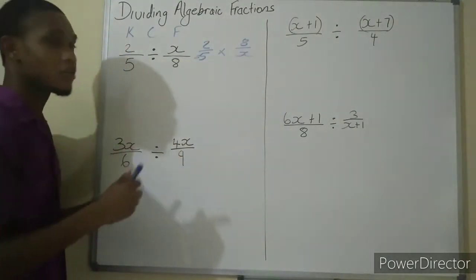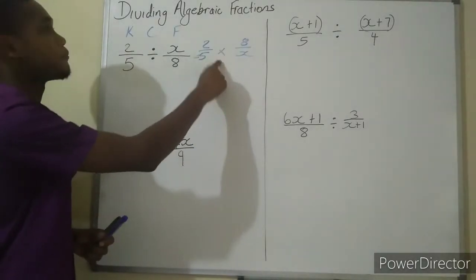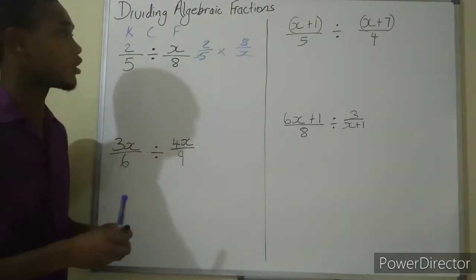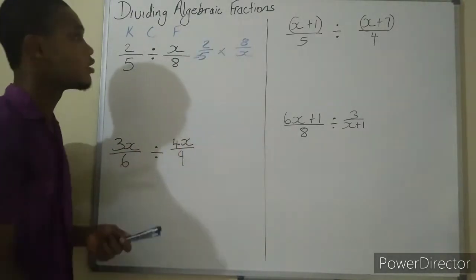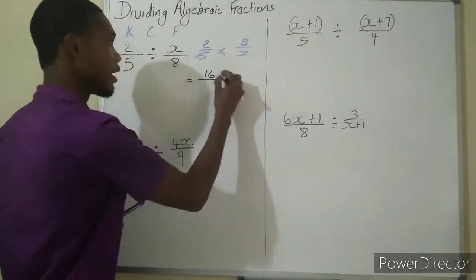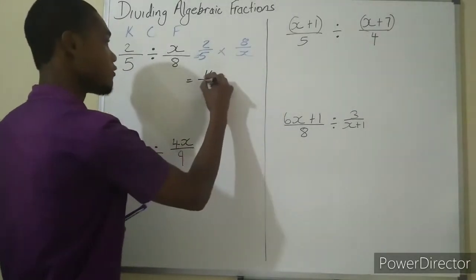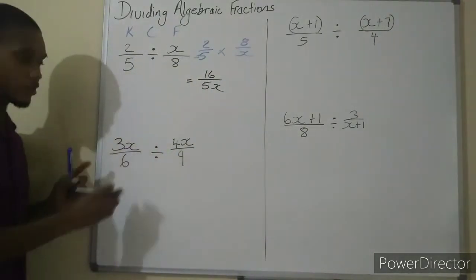So you kept the first fraction as it was, you changed your division sign to a multiplication sign, and then you flipped the second fraction. And in doing so, it becomes a normal multiplication question. So that's 2 times 8, so that's 16, and 5 times x gives you 5x, and you will be finished there.